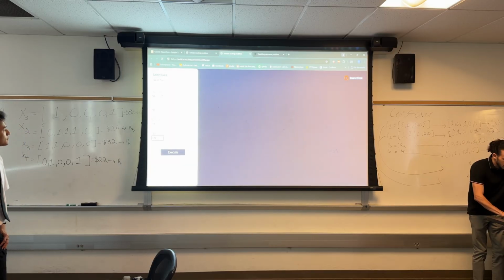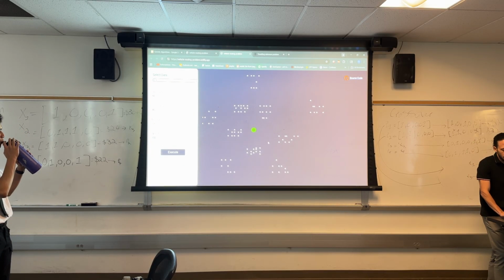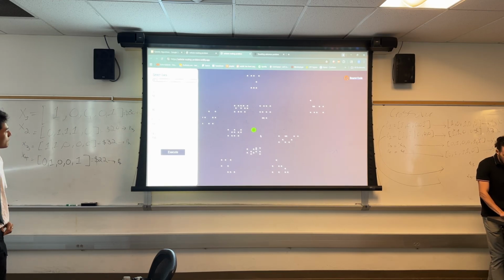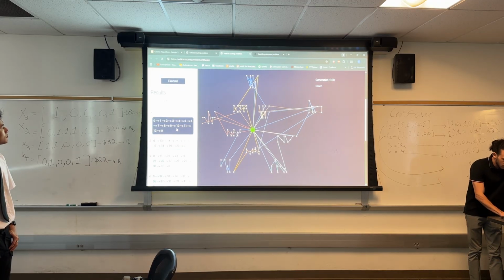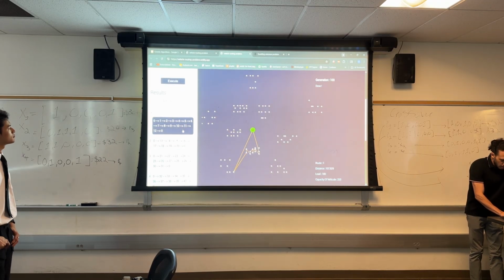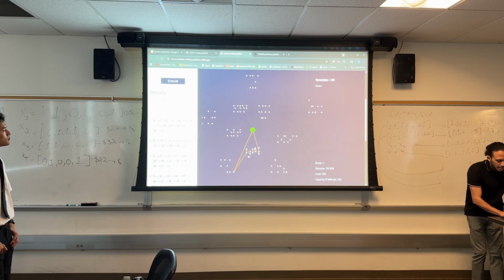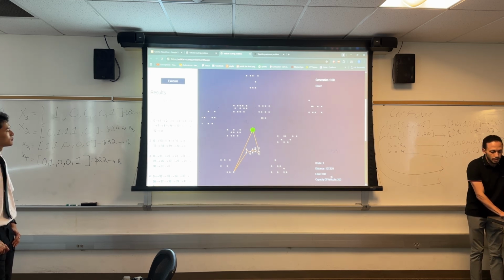So if we were given this data set, here, let me check, you would think it would go to the closest ones and then come back. So this is basically what it generates for the routes. You can see this one goes here, picks up as many as it can, and then goes back to the depot, and the load is 180 while the capacity is 200.